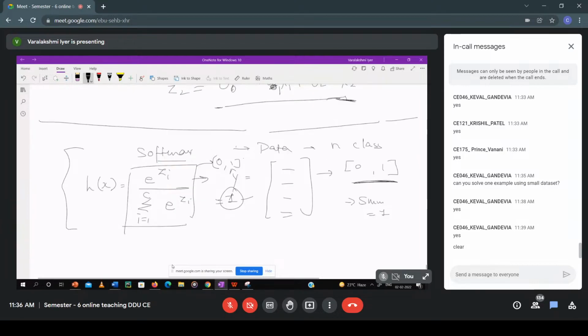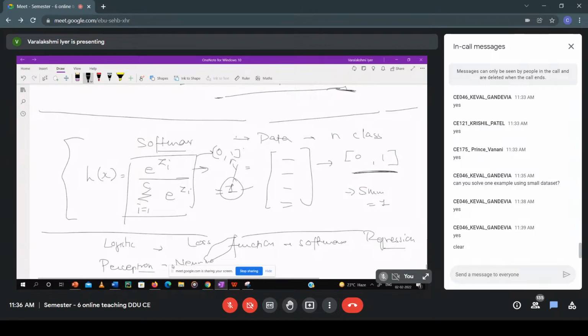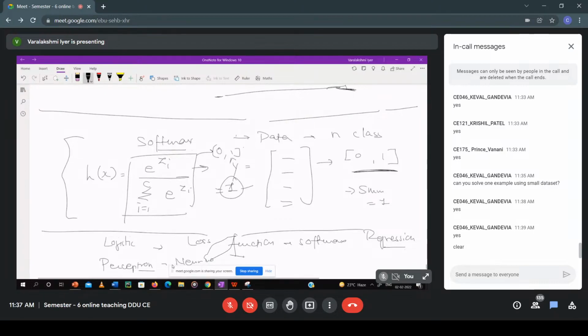So in the next lecture, maybe we'll discuss the loss function in the case of softmax regression, and then we'll end the discussion of logistic regression, and we'll start with perceptron, which is the base of neural network. We'll do a small discussion on perceptron, and that will be the end of our syllabus for the second session.